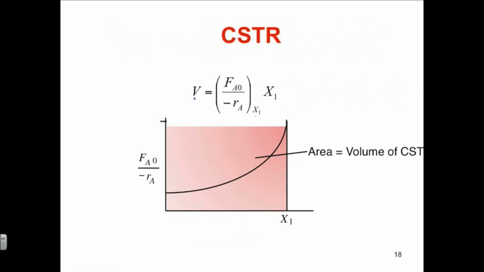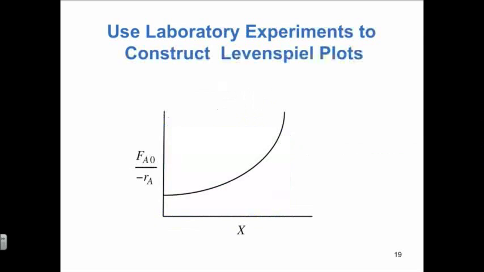With regard to a CSTR, our equation was FA0 over minus RA evaluated at X1 times X1. So X1 would be this distance here, and FA0 over minus RA at X1, so we go up here, find the intersection here, and that will be FA0 over minus RA at X1. So it's just the area of this rectangle that gives us the reactor volume V on a Levenspiel plot.